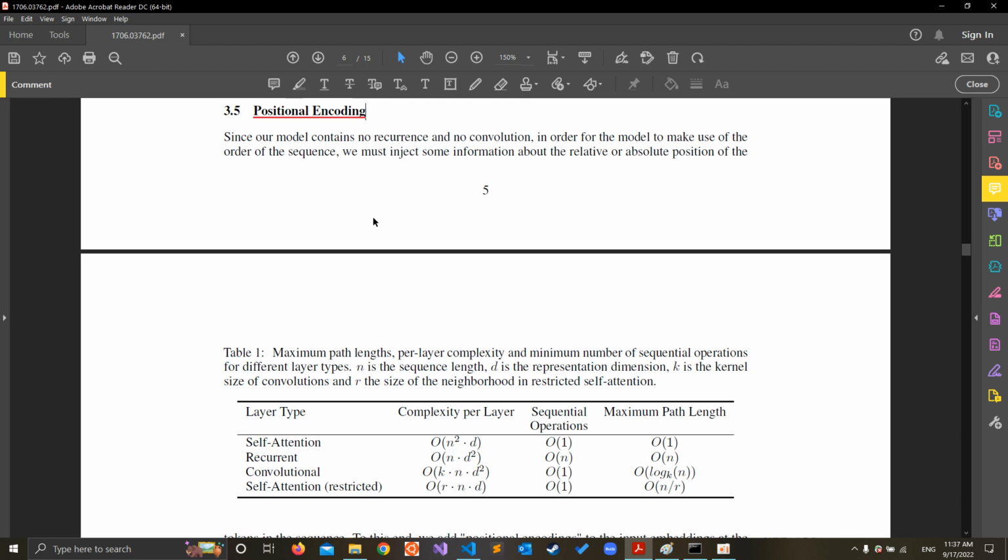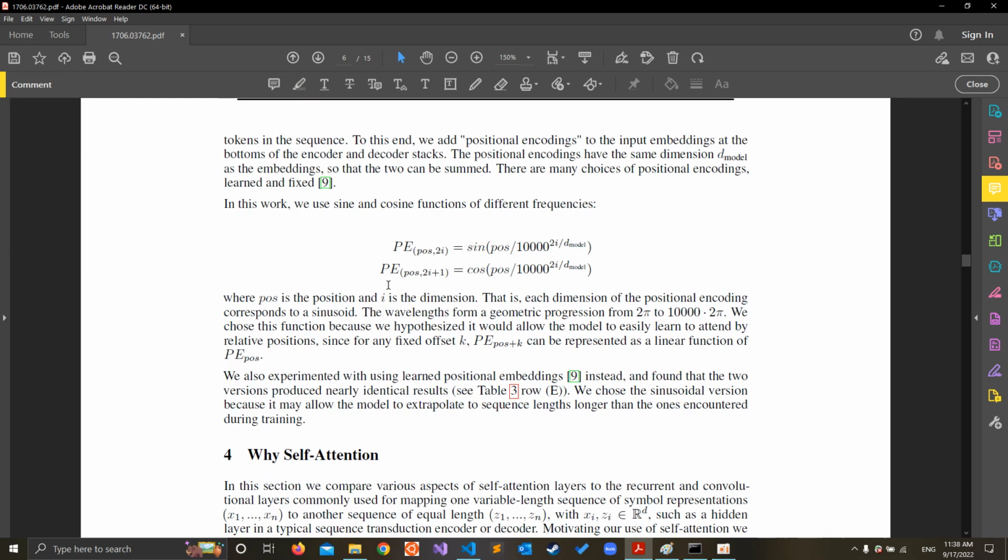So to prevent this, we can use another type of encoding, something like the one-hot encoding that we had for the outputs in machine learning models. The positional encoding is something like that. Okay, so it's saying that since our model contains no recurrence and no convolution, in order for the model to make use of the order of the sequence, we must inject some information about the relative and absolute position of the tokens. How are we going to do that?